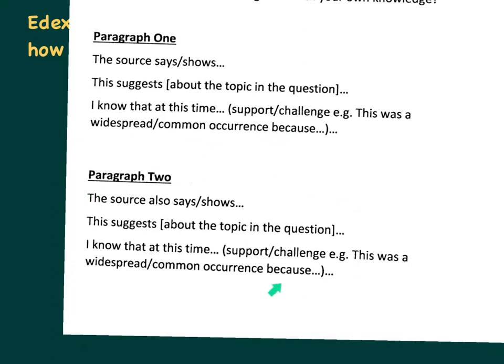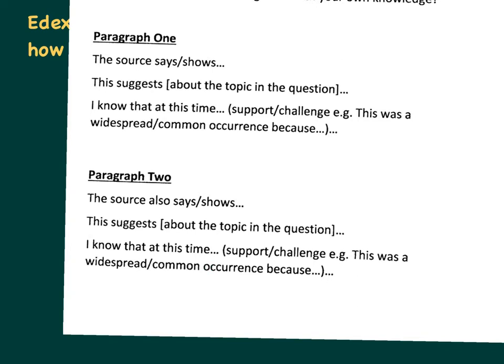Paragraph 2, you just repeat the same thing. So the source also says or also shows, pick something else you can see, quote it, or pick something else that it says and quote it. Explain what that suggests about the topic in question. This suggests that the work that they were doing was unpopular, for example, with men. I know that at this time, explain, would this be a wide held view?